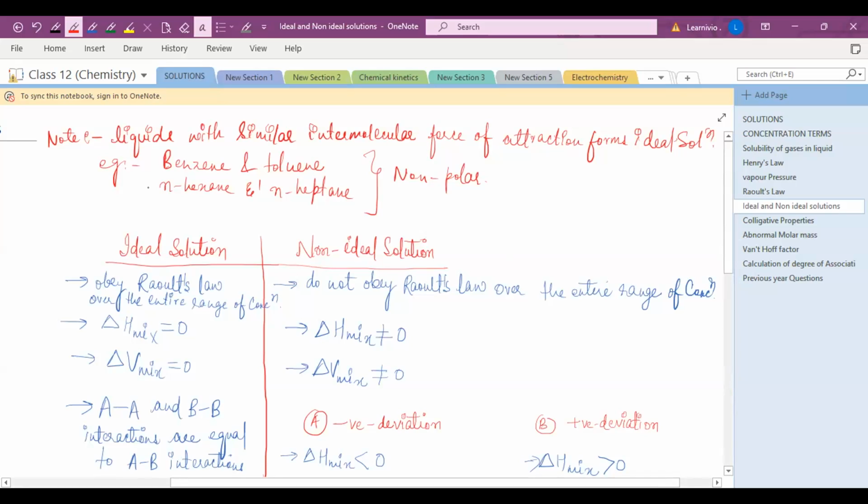Just remember that. And for another example, if I give you a polar example, chloroethane and bromoethane, they will form the ideal one. Both are polar in nature, so they will form the ideal one. Why? Because their intermolecular force of attraction are similar. That's why they are forming. When you add these two, you will get an ideal solution.